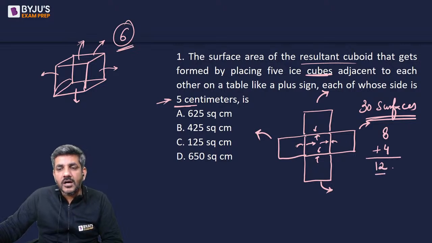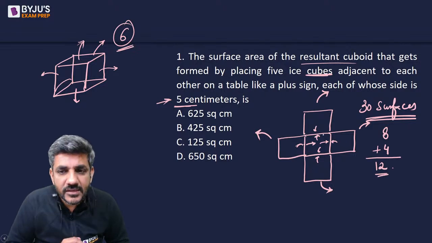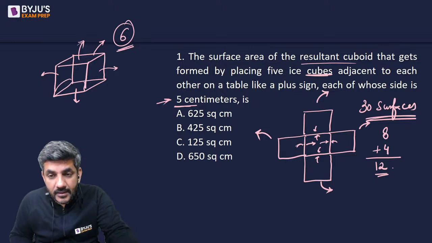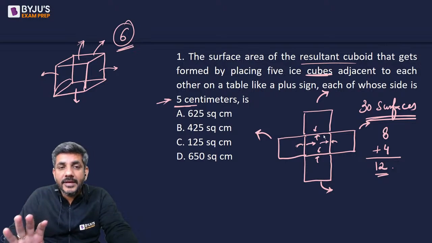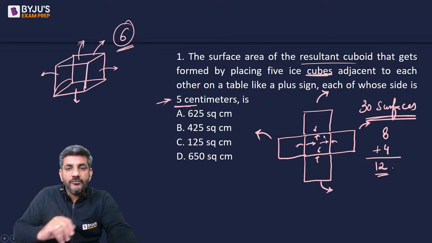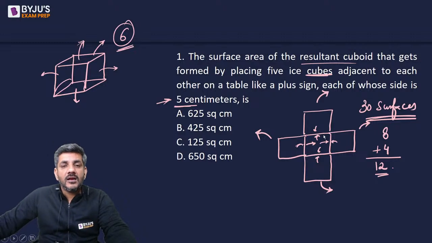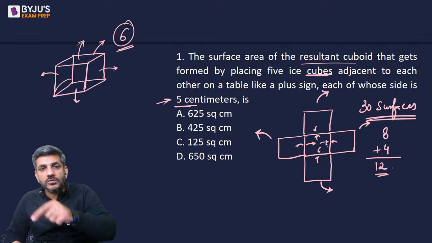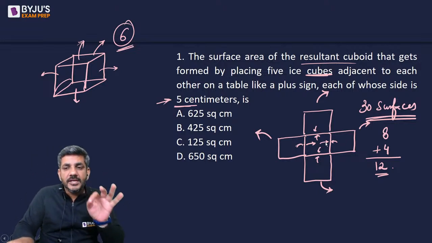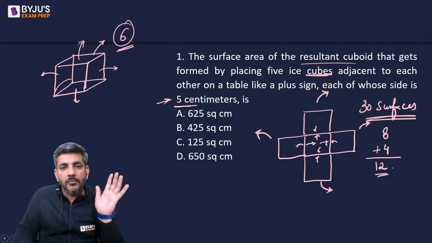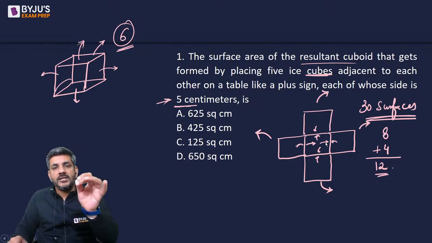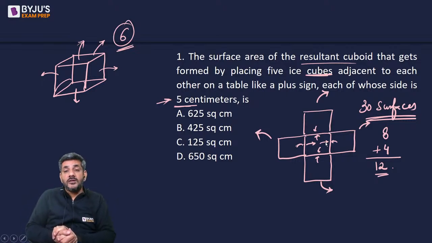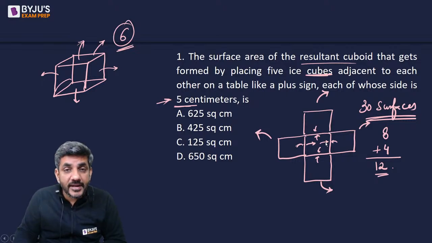So we have a total of 12 surfaces which are not visible. I hope you are able to get my point. I have a total of how many cubes? I have a total of 5 cubes. He has already given us that there are a total of 5 cubes. Now in these 5 cubes, I see a total of 30 surfaces because each one is of how much area? Each one is of 5 into 5, that is 25 area.